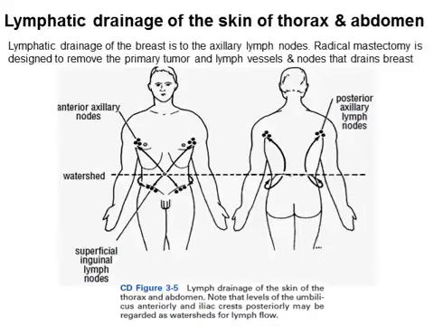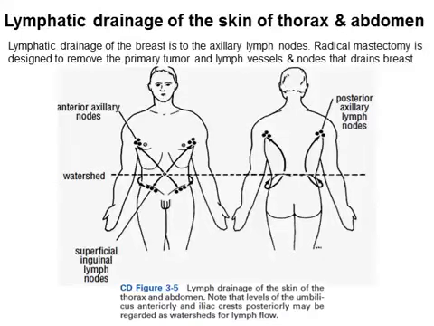In the operation called radical mastectomy, radical means that it removes everything that is affected. So it removes the primary tumor in the breast and also removes the lymph vessels and the lymph nodes that drain the breast. There is an important line here which is called the watershed line or level. It runs at the level of the umbilicus anteriorly and at the level of the iliac crest posteriorly.